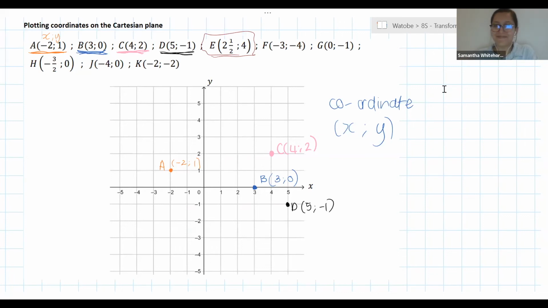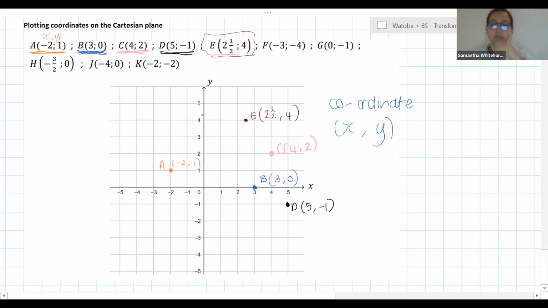Yes, ma'am. So with 2.5, it goes on the X-axis in the middle of 2 and 3. Excellent. And the 4 goes on the Y-axis. Perfect. So my point is going to be here. Yes. Excellent. Thank you.